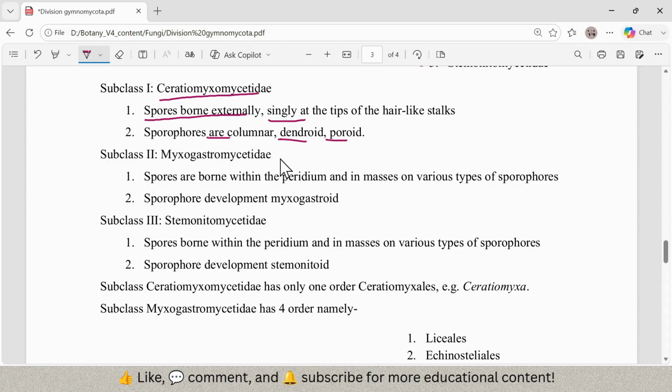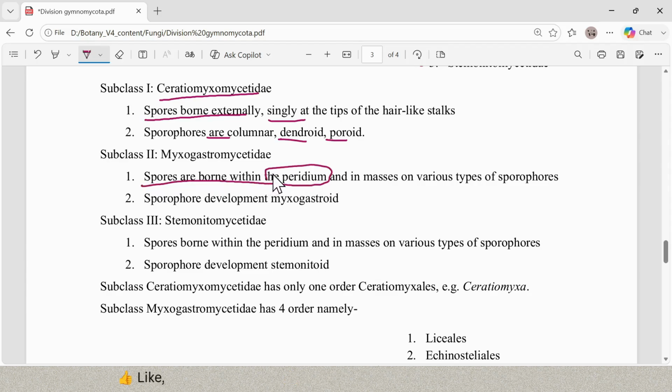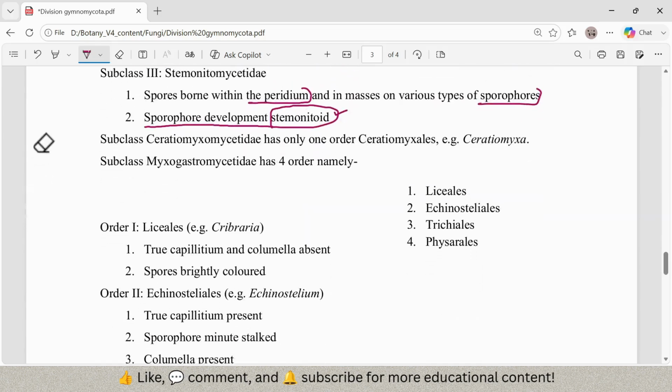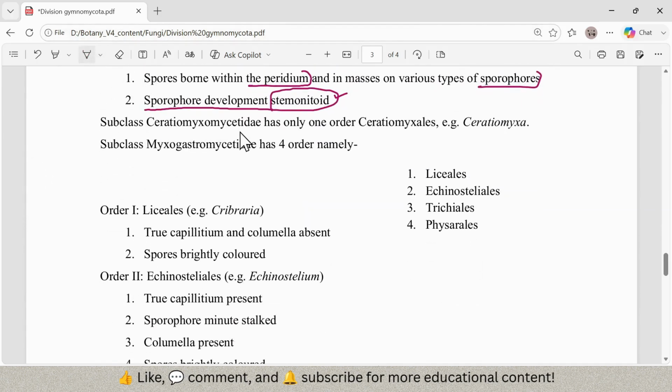Subclass 2, Myxogastromycetidae. In these members, spores are borne within the peridium and in masses on various types of sporophores. Sporophore development is myxogastroid. Next is subclass 3, Stemonitomycetidae. Here, spores are borne within peridium and in masses on various types of sporophores. But here, the development of sporophore is stemonitoid. Subclass Ceratiomyxomycetidae has only one order, Ceratiomyxales. Example is Ceratiomyxa.